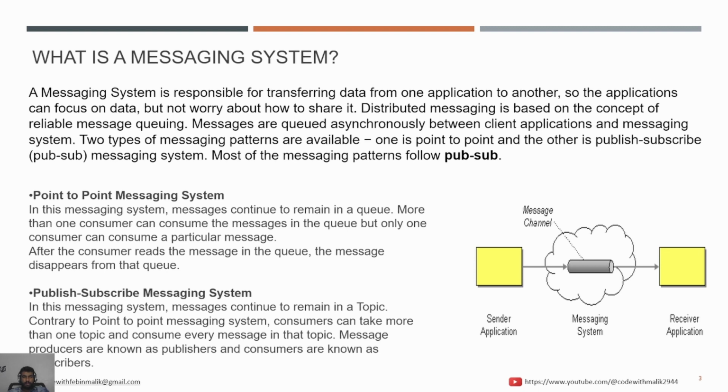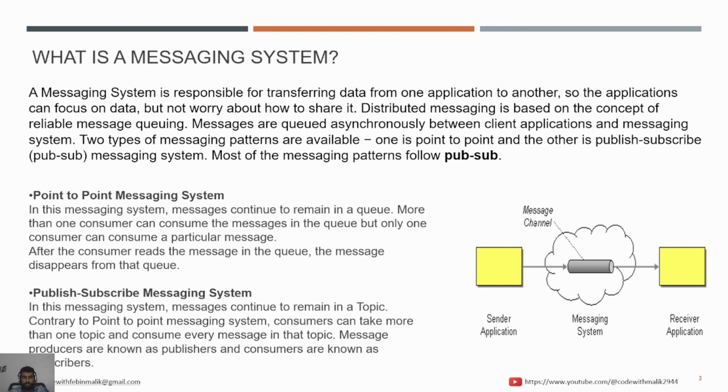Two types of messaging patterns are available. One is point-to-point and the other is publish-subscribe messaging system. Most of the messaging patterns follow pub-sub. Point-to-point messaging system. In this messaging system, messages continue to remain in a queue. More than one consumer can consume the messages in the queue, but only one consumer can consume a particular message. After the consumer reads the message in the queue, the message disappears from that queue.